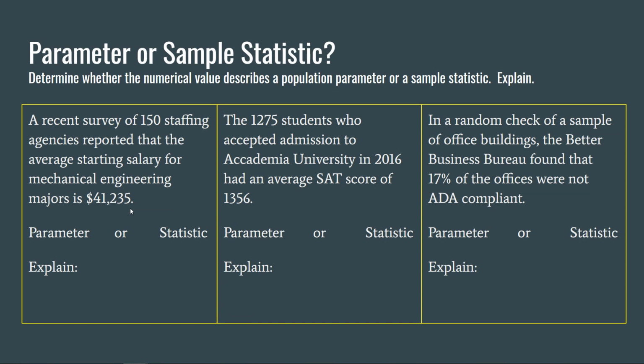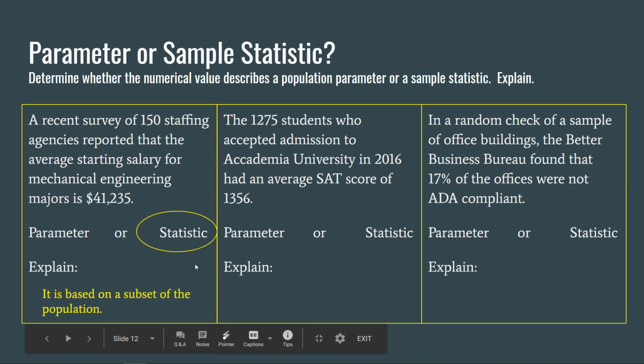So here, is there only 150 staffing agencies in even Temple, Texas? Well, no, there's actually about 5 in Temple, Texas, but in Texas, there's definitely more than 150. So this is talking about a statistic. That 41,235 is a statistic. So why is this a statistic? Well, it's based on a subset of the population. There's more than 150 staffing agencies even in Texas, much less the entire United States or the world. So that's how you would check it.